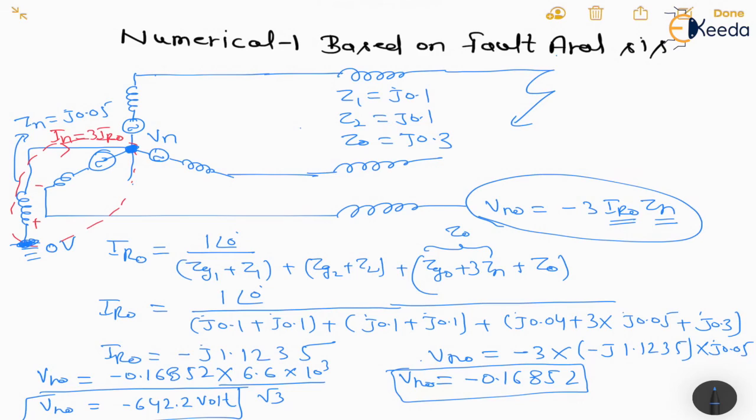You can also see from the given question that if this is zero voltage and current is flowing in this direction, then Vn0 will be at the negative terminal because this is at the zero terminal. So the answer is minus 642.2 volt.